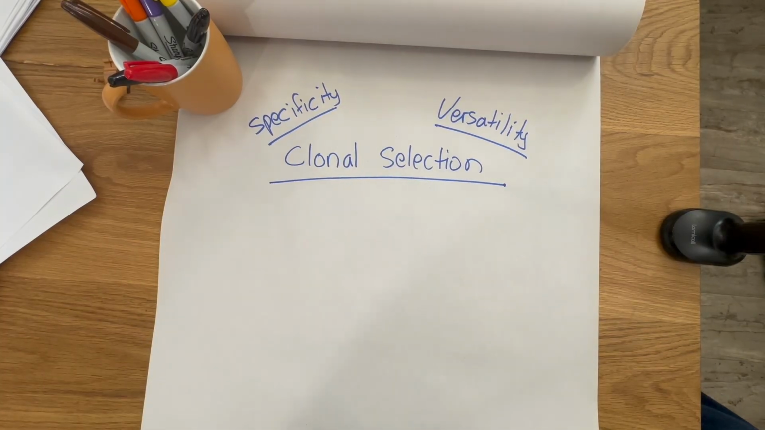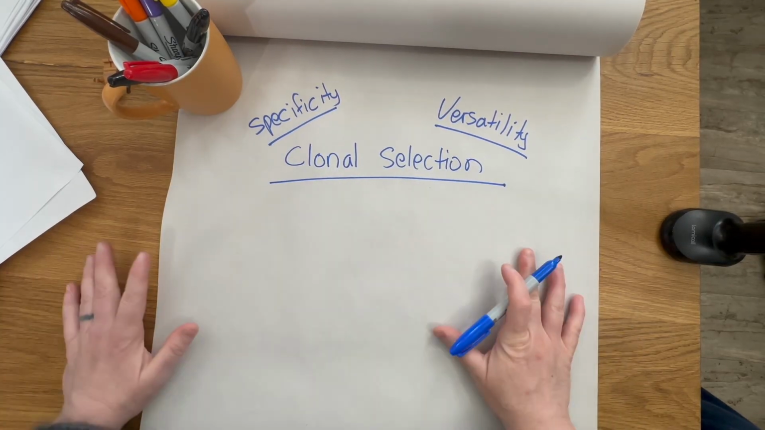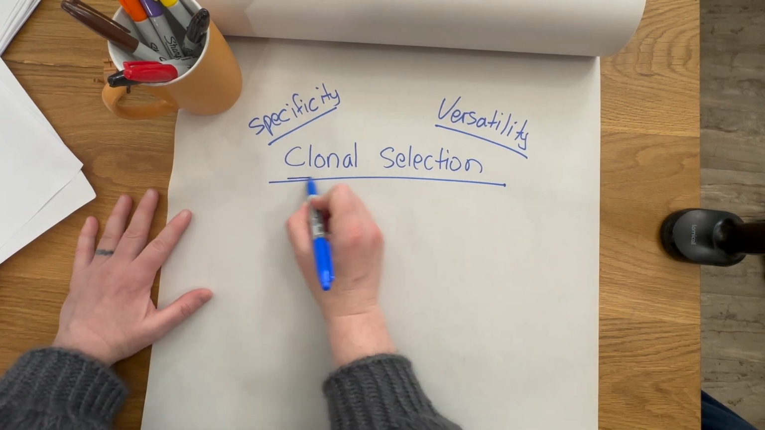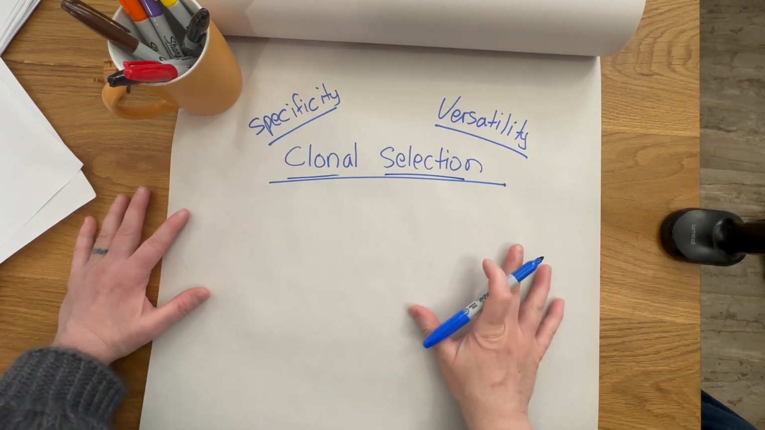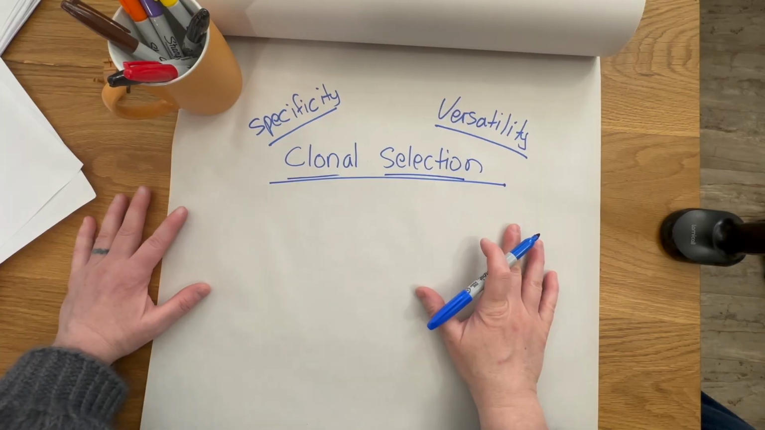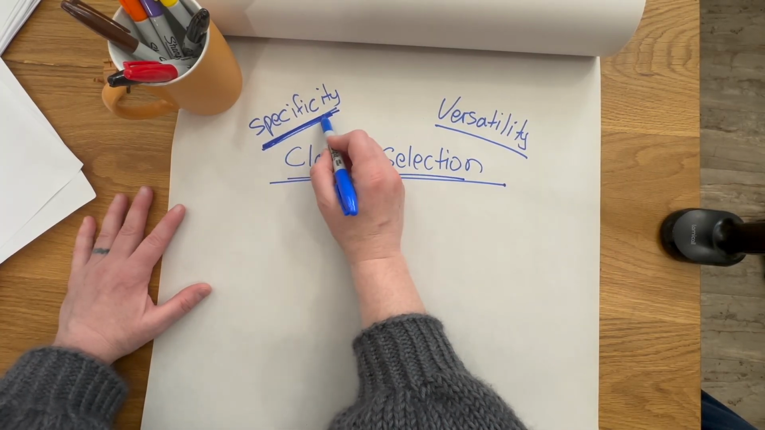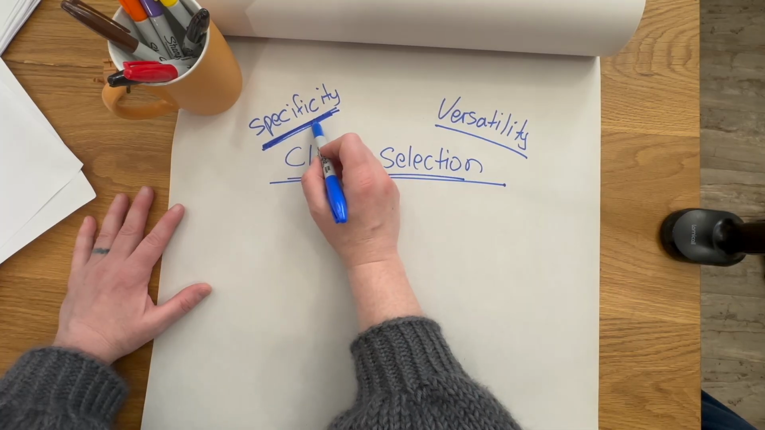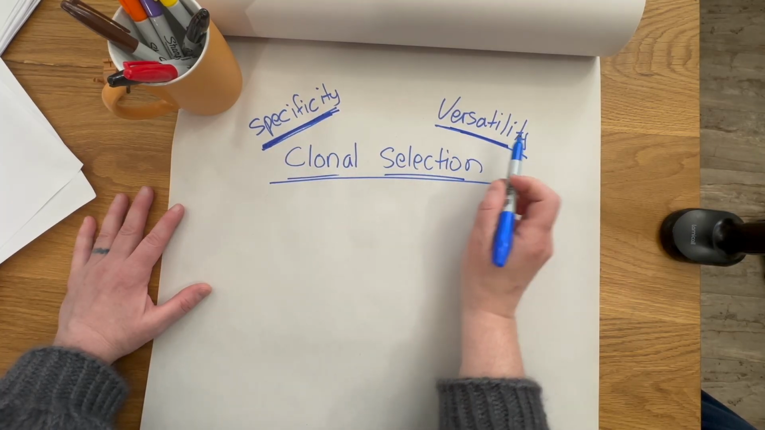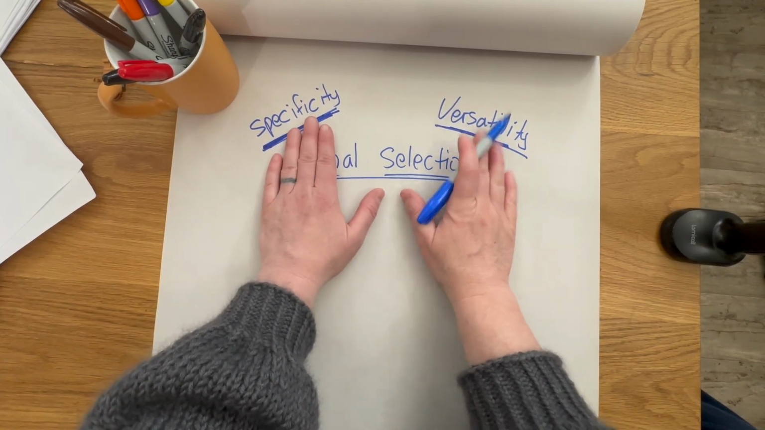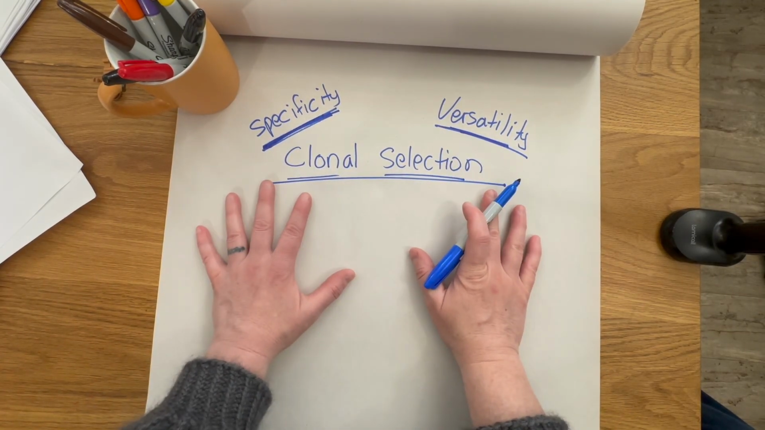Okay, so a really important concept to understand in terms of how we develop immunity to such a huge variety of different antigens is clonal selection. Okay, so in the development of the T cells and the B cells, there are some factors where they become very specific, right? They learn how to be very specific, but there's also a lot of versatility. So the way we have both of these factors, specificity and versatility, is through this process of clonal selection.